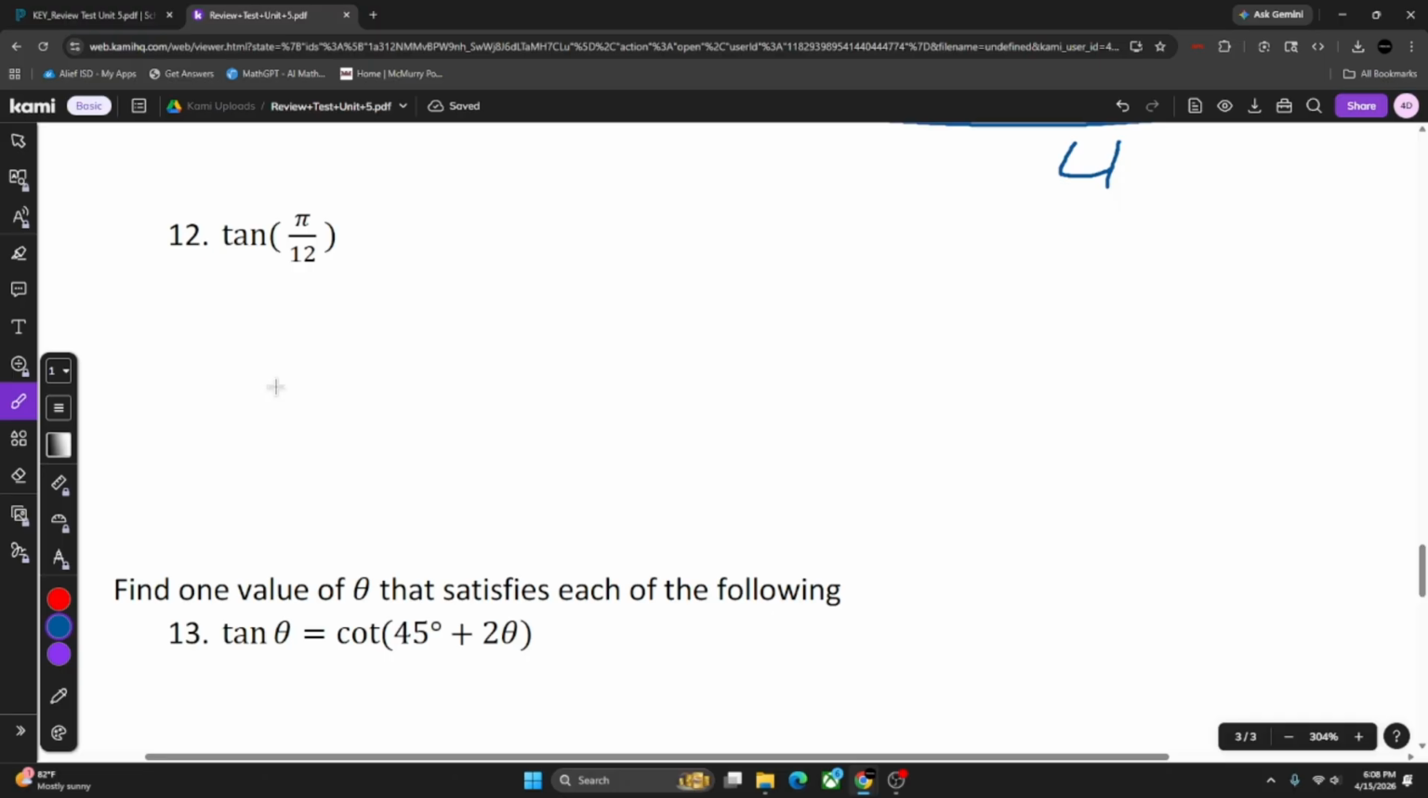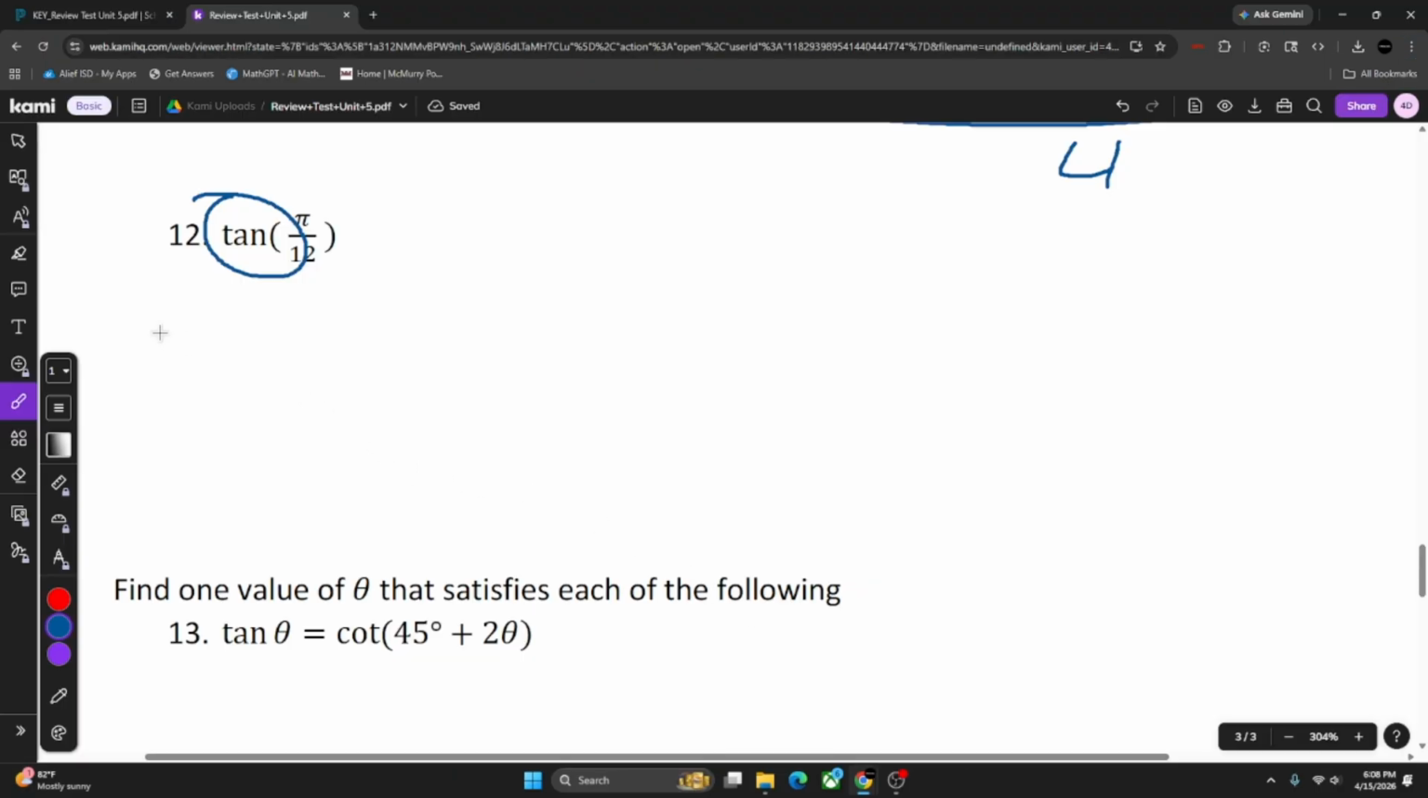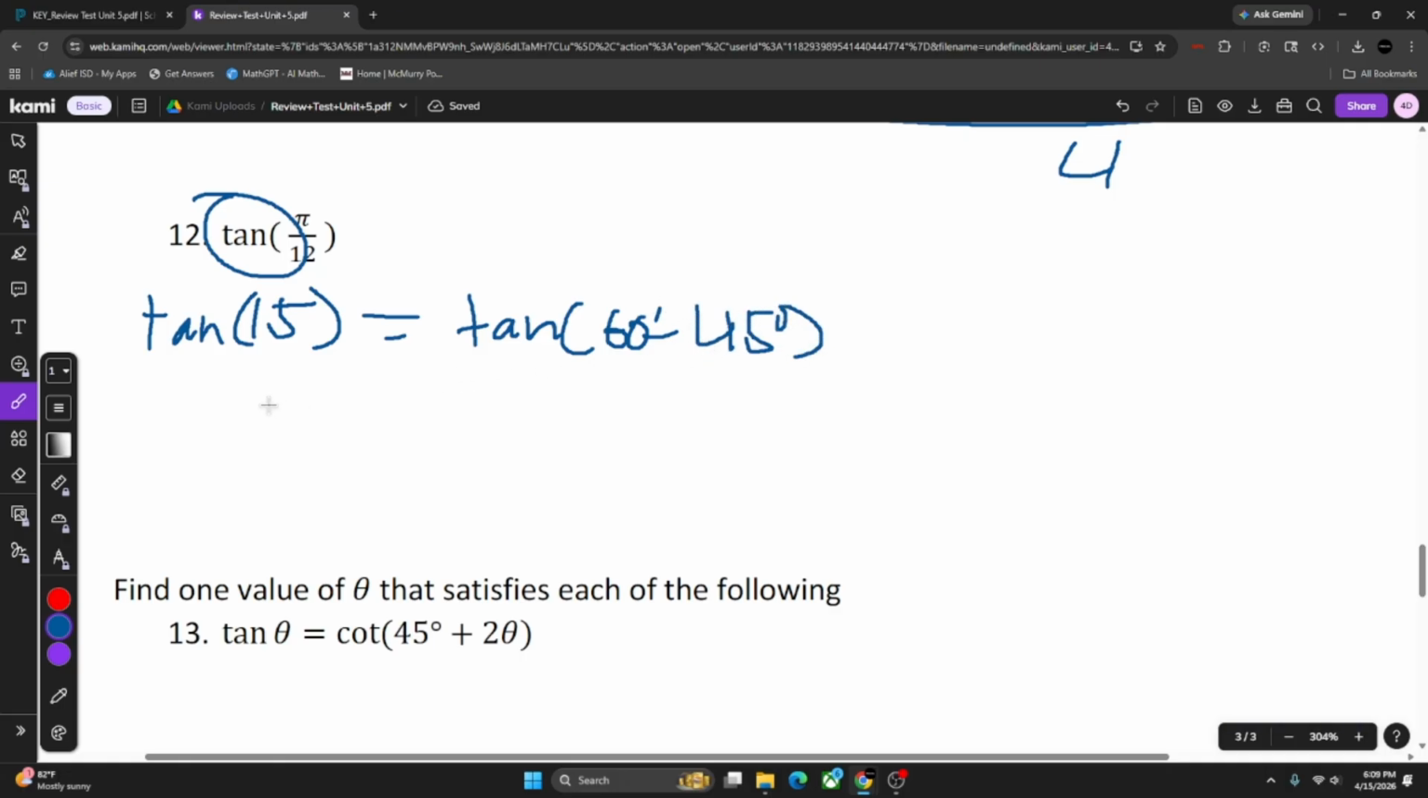Okay, another one. Now, look, it just says tangent, so we have to go look at the formulas. Tangent. So you can't really add to 15. You only subtract 15. So 15 is equal to tan of 60 minus 45, and the formula is this. I hope you don't have to memorize it. If you do, that kind of sucks.